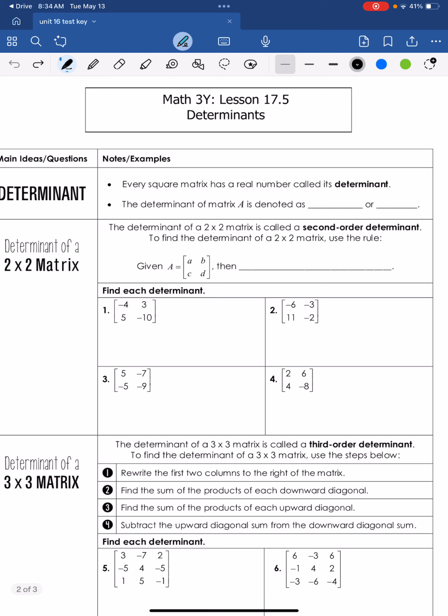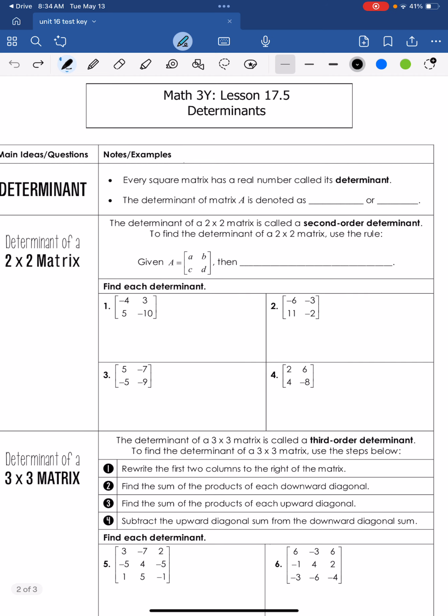It says every square matrix has a real number called a determinant. Remember, a square matrix means it has to be like a 2 by 2 or like a 3 by 3, 4 by 4. But those are the only two that we're going to be dealing with today. The way that you would write this, okay, so denote just means how you write it, is you'd say DET and then A, which would mean the determinant of A. Or if you see straight up and down lines like that, that means determinant as well.